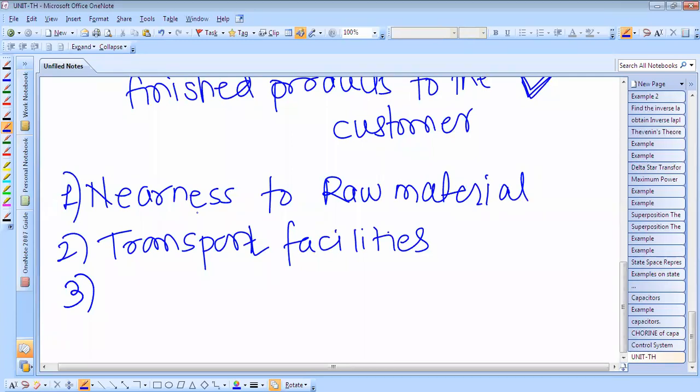For example, the raw material cost, since different raw materials are required for manufacturing the mobile, and therefore transportation cost is also there. This transportation cost should be very small as compared to the other costs of, for example, the mobile. So that is about the transport cost. This should be fairly small. Next point is the nearness to markets.